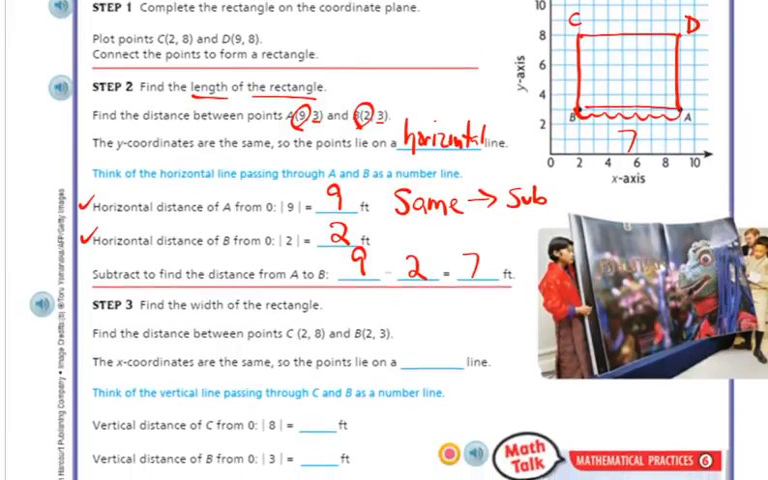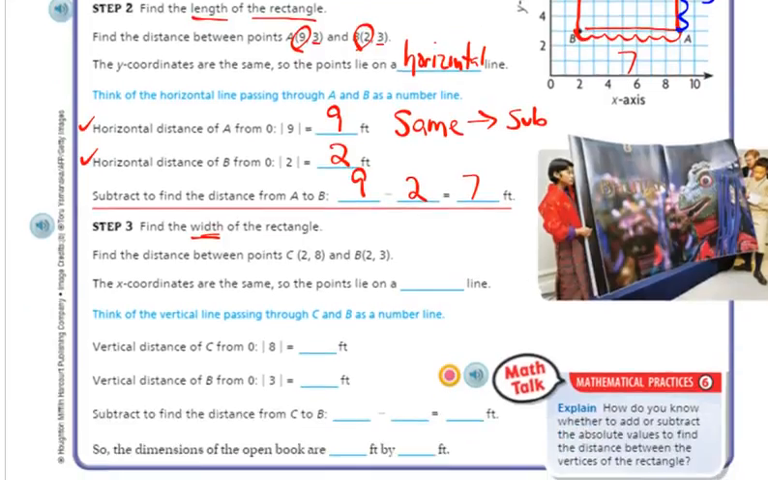Now let's go ahead and move on down to step 3. Find the width of the rectangle. So again, I'm looking for the distance between C and B or D and A. I can count this out on the grid. If I count that out on the grid, I'm going to say 1, 2, 3, 4, 5. I get a distance of 5. If I don't have the grid available, I'm going to apply the concept of absolute value. So let's do that without looking at the grid. Find the distance between point C and B. The x-coordinates are the same. They both are 2. So the points lie on a vertical line.